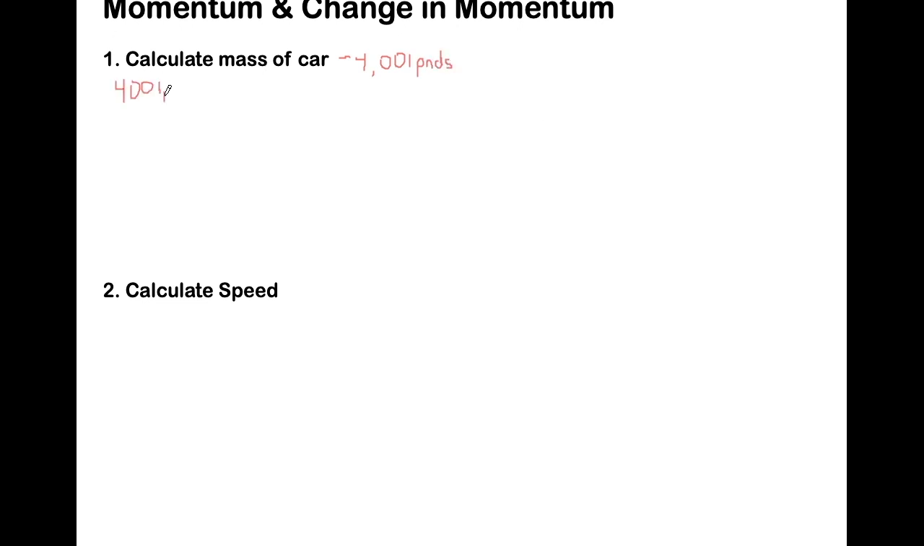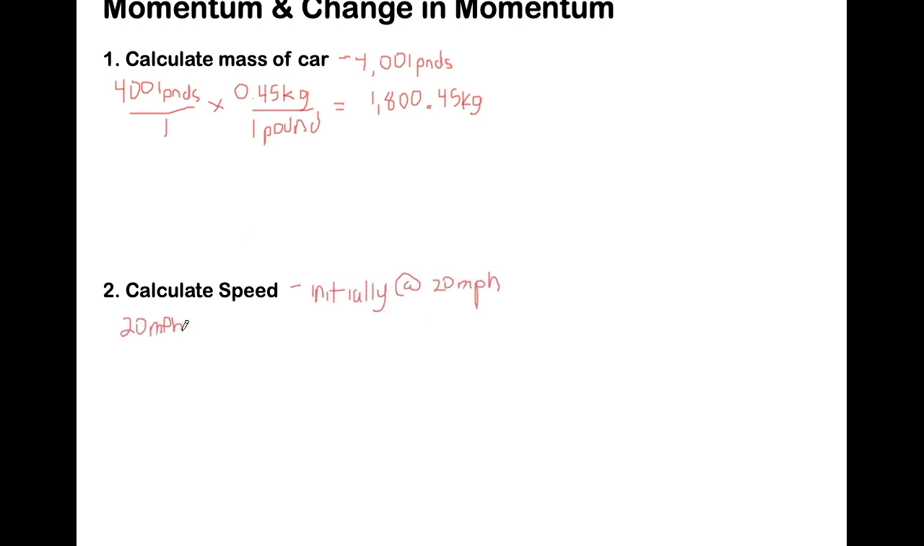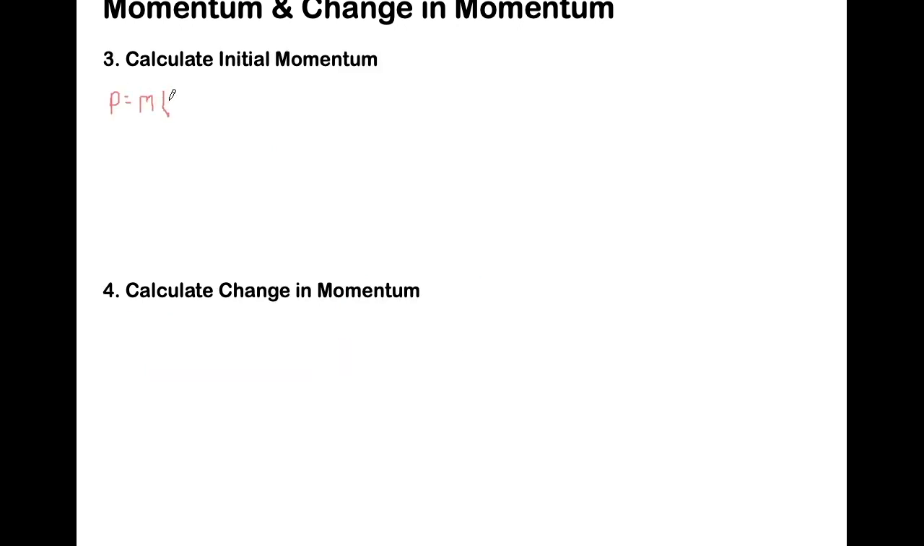First, calculate the mass of the car. It weighs 4,001 pounds, but when converting that to kilograms, it's 1,800.45. Next, calculate the speed. It's initially traveling at 20 miles an hour. When converting that to meters per second, it's 9 meters per second. Now calculate initial momentum using p equals mv, and you'll get 16,204. Now calculate change in momentum, and you'll get negative 16,204.